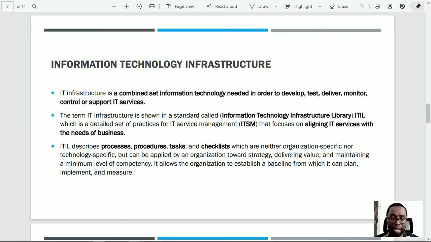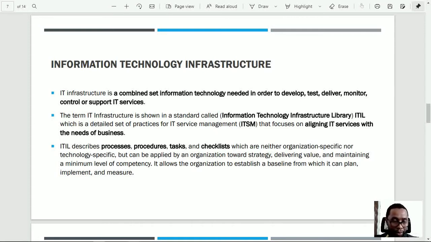So the infrastructure of IT is as follows. IT infrastructure is a combined set of information technology needed in order to develop, test, deliver, monitor, control, or support IT services. So the key word here is IT services being developed, tested, delivered, monitored, or controlled. So it's all the infrastructure that is put together or combined. That means there are so many components that come together to help us have this infrastructure.